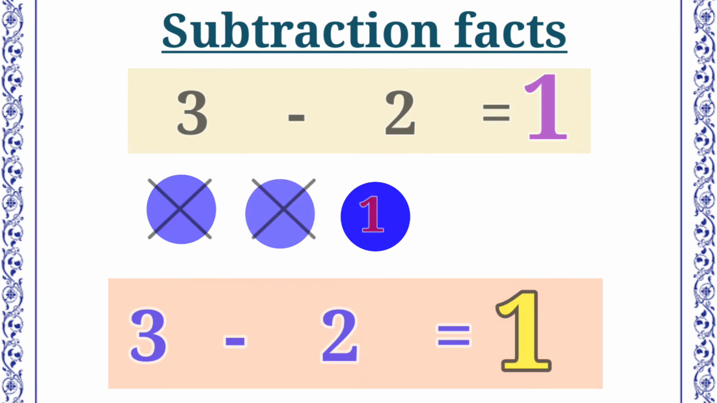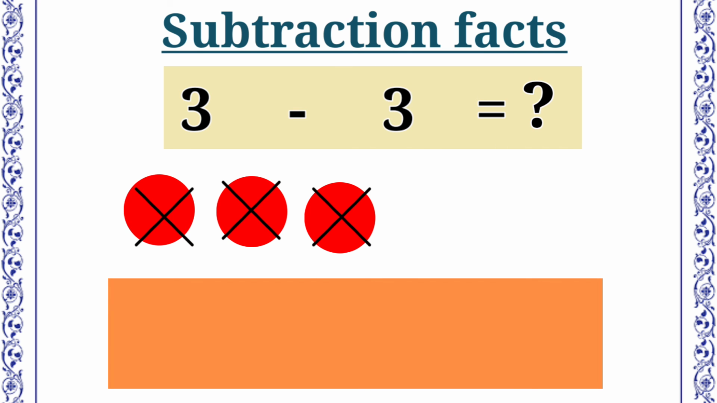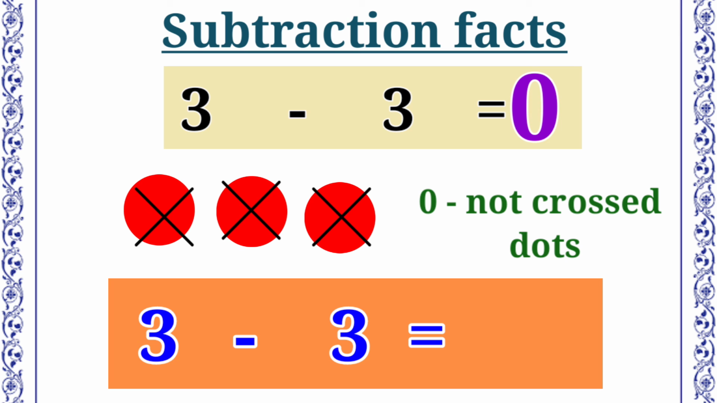Then, to find the sum 3 minus 3, let's count the dots that are not crossed. Here, no more not crossed dots. No more means 0. So, the answer is 0. 3 minus 3 is equal to 0.